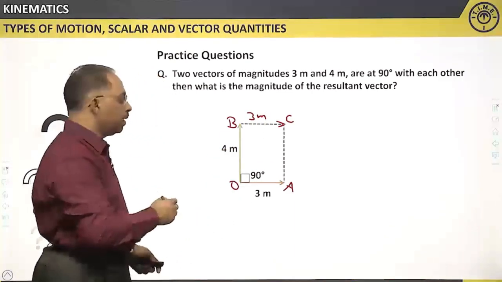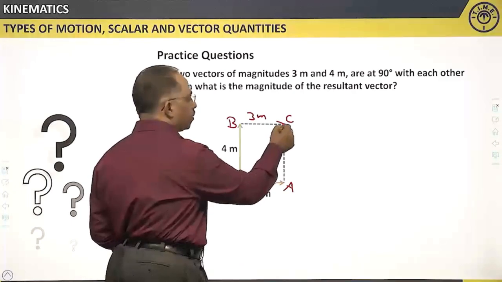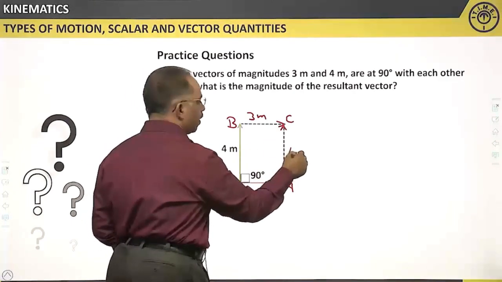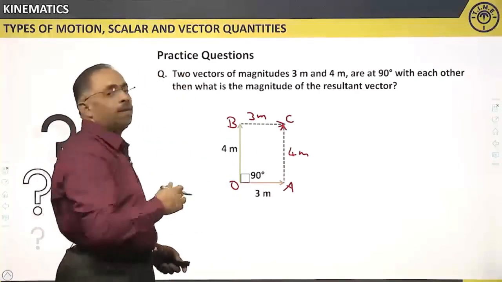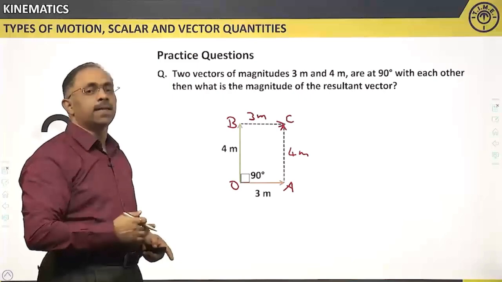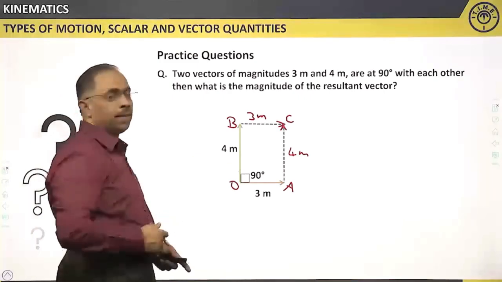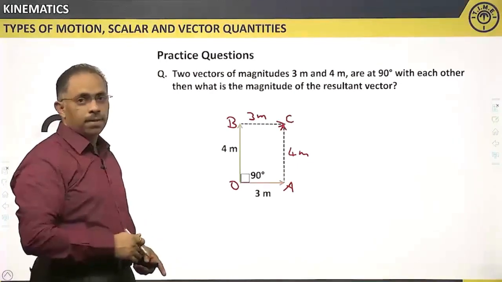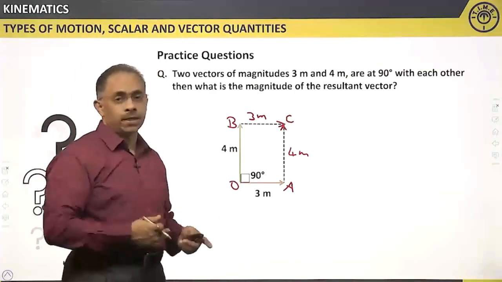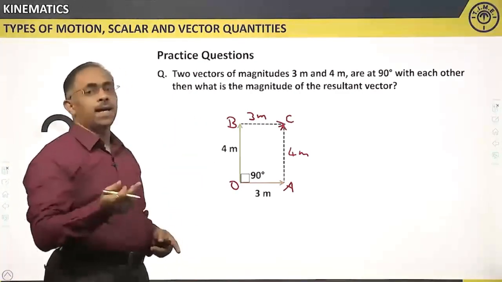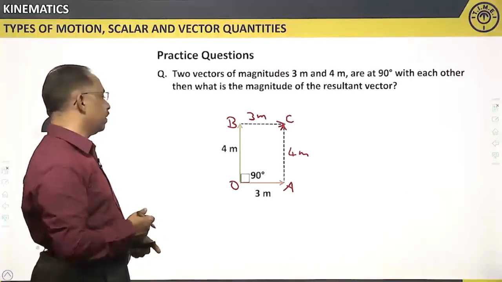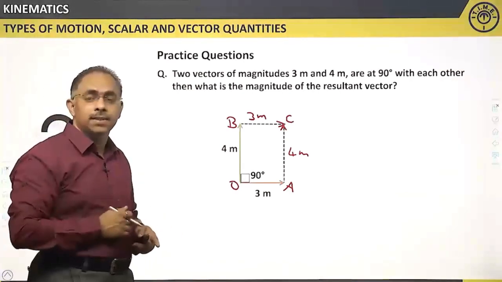Okay. Similarly, AC also has 4 meters, which is equivalent to OB. Now, if I want to calculate the resultant of these two vectors, I should add them geometrically, which can be done by the triangle law of addition of vectors. So, what does the triangle law of addition of vectors say?